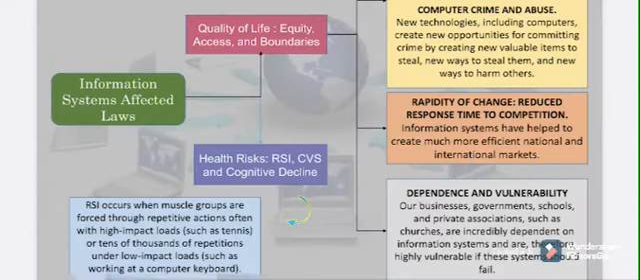Next we will go to point number 3, which is quality of life: equity, access, and boundaries. Point number 1 is computer crime and abuse. New technologies, including computers, create new opportunities for committing crime by creating new valuable items to steal, new ways to steal them, and new ways to harm others.